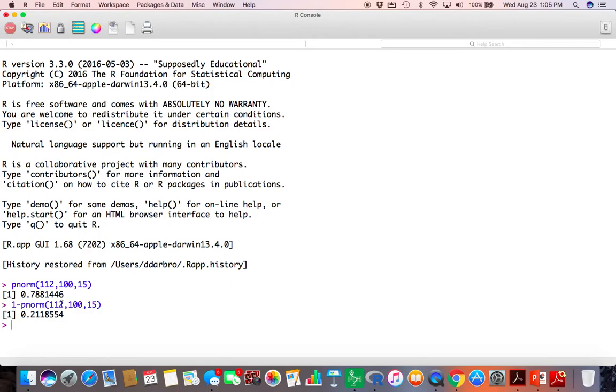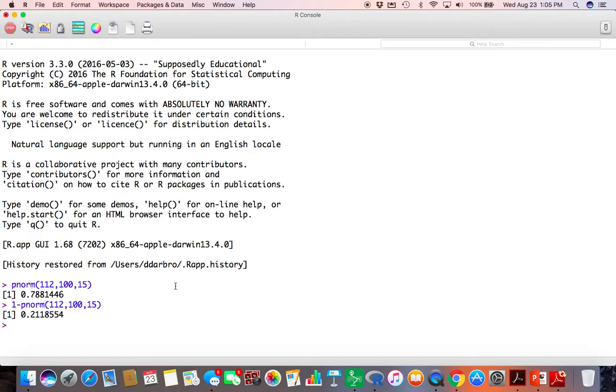So the pnorm at 112, the one I've just highlighted, gives me the area to the left as a default. If I want the area to the right, I have to subtract that value from 1 to get the other side of the distribution.